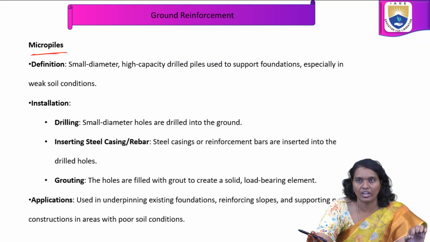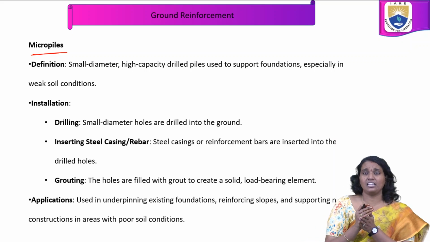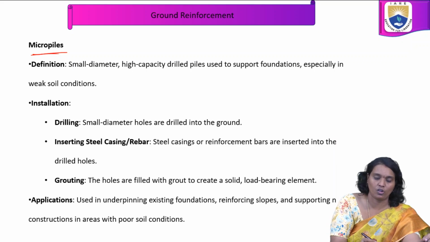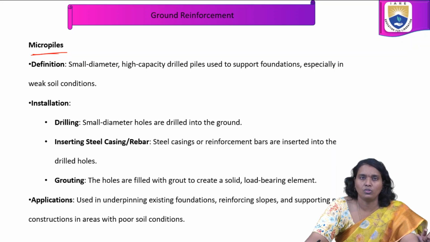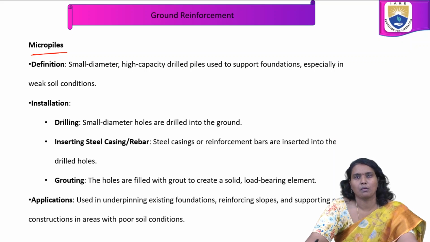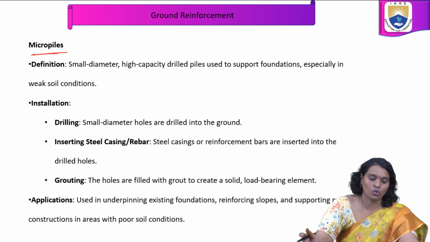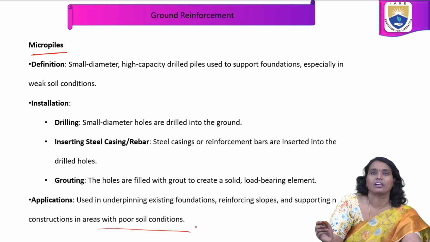used to support foundations, especially in weak soil conditions. In this also, the installation procedure is drilling: small diameter holes are drilled into the ground, inserting the steel casing. These steel casings and reinforcement bars are inserted into the drilled hole. The holes are filled with grout to create a solid load bearing element. Such micropiles are suitable for underpinning existing foundations, reinforcing slopes and supporting new construction in areas with poor soil conditions.